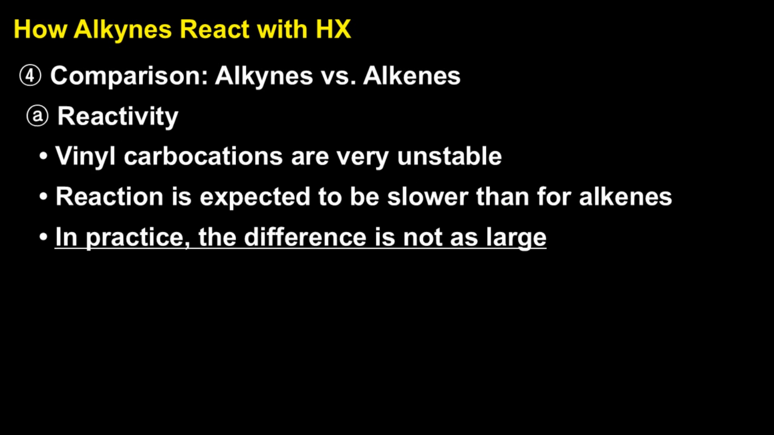Speaking of reactivity, let's talk about how fast this reaction actually happens. Since vinyl carbocations are pretty unstable, you might expect this reaction to be a lot slower than hydrohalogenation of alkenes. And yeah, in theory, that's true. But in real lab conditions, the difference in speed really isn't as big as you might expect. Even though the vinyl carbocation isn't very stable, the reaction still moves along at a reasonable pace. So yeah, it's slower than with alkenes, but still totally practical for most situations.